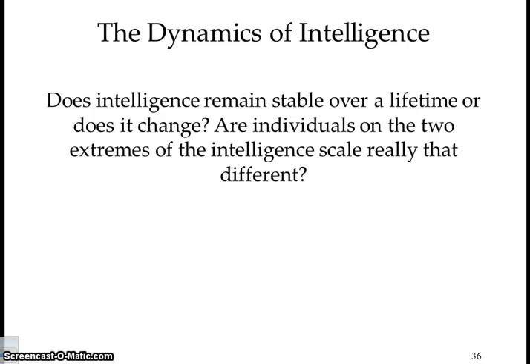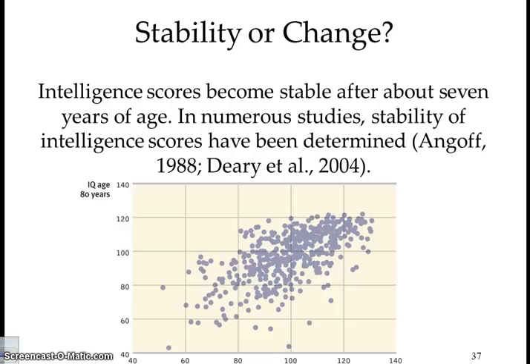So the dynamics of intelligence. Does intelligence remain stable over a lifetime or does it change? Are individuals on the 2 extremes of the intelligence scale really that different? So we're going to look at it. When we look at stability or change, intelligence scores seem to become stable about 7 years of age. So when we look at all these studies, most kids about 7 years of age, it remains pretty stable.